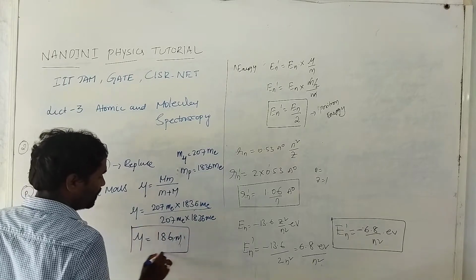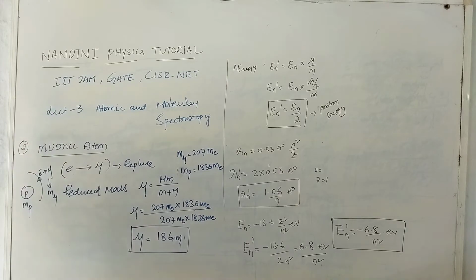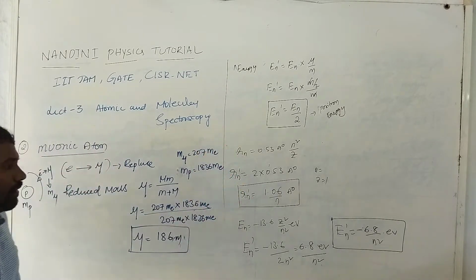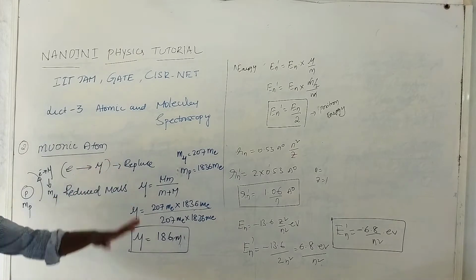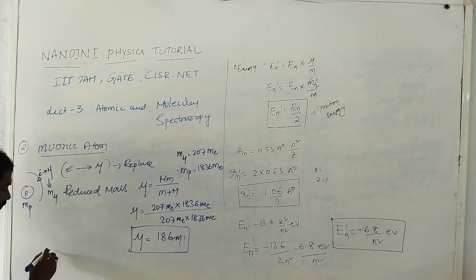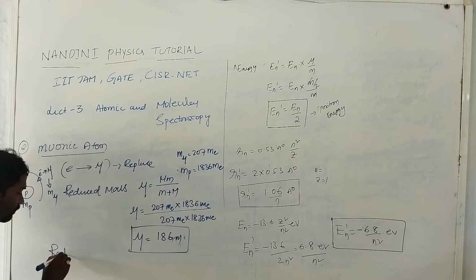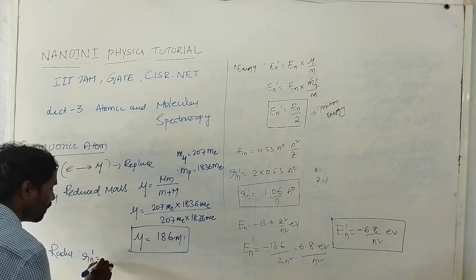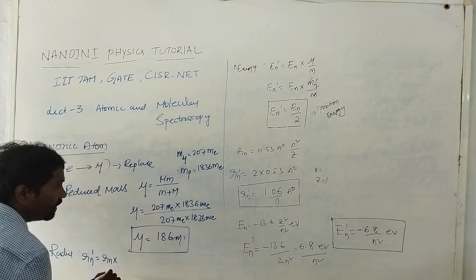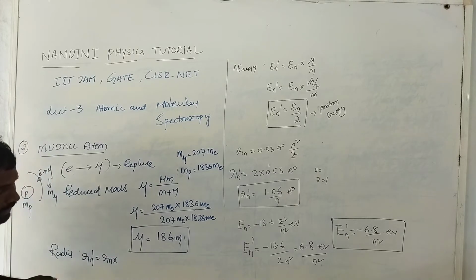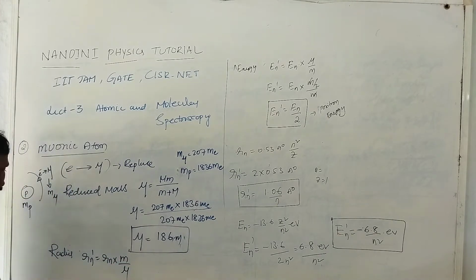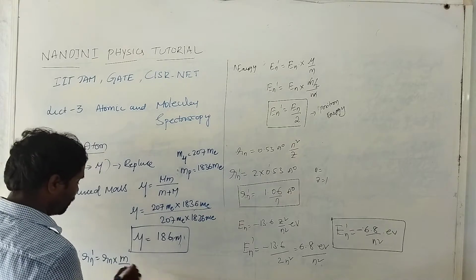So this is the reduced mass concept of muonic atom. Right now, once again I use the same formulas, but now it will be changed. So the radius of the muonic atom, Rn dash, is equal to Rn into, what is the radius? Radius is nothing but m by mu. So this is the radius, by using the reduced mass concept.